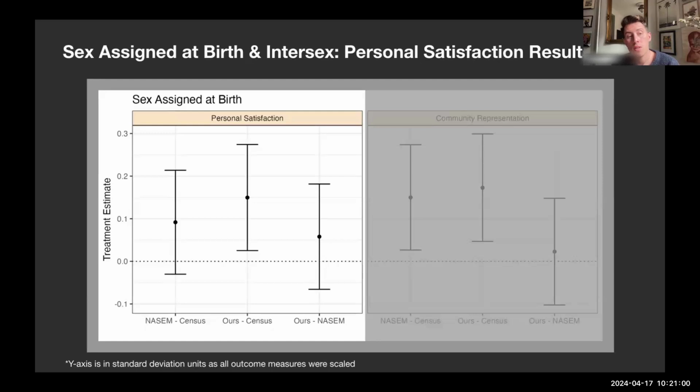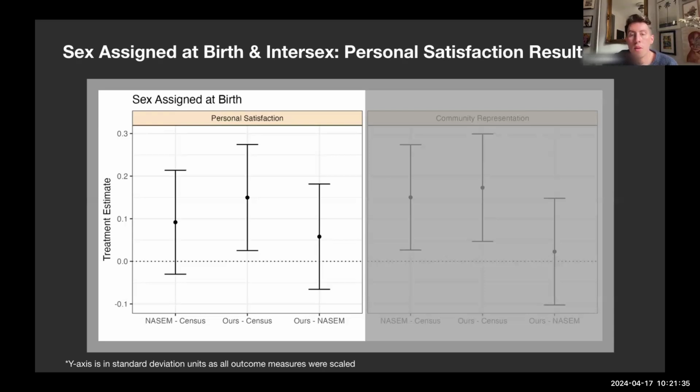Jumping into the results from here, I want to remind everyone that where applicable, we showed the intersex question and the sex assigned at birth question on the same screen, albeit for the pulse/census, who did not ask this question. And these results here reflect that. Breaking down these charts, on the y-axis, we have the magnitude of the treatment effect expressed in standard deviations as we scaled our outcome measure. The treatment effect is measured by the difference in personal satisfaction or community representation between the experimental groups, which are displayed on the x-axis. So NASEM versus census, ours versus theirs, ours versus NASEM.